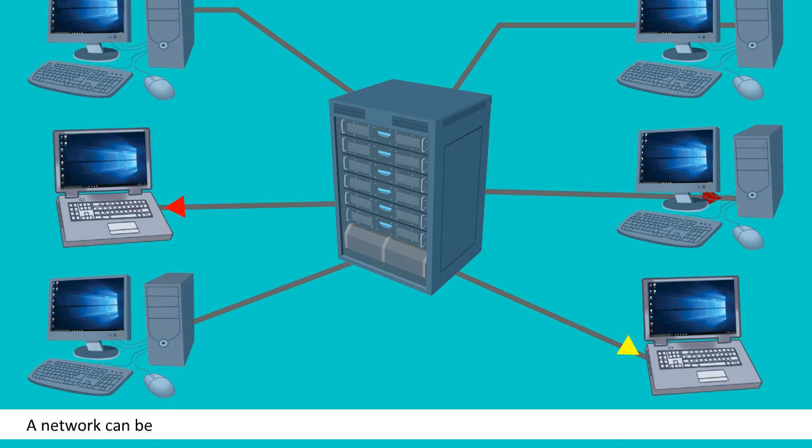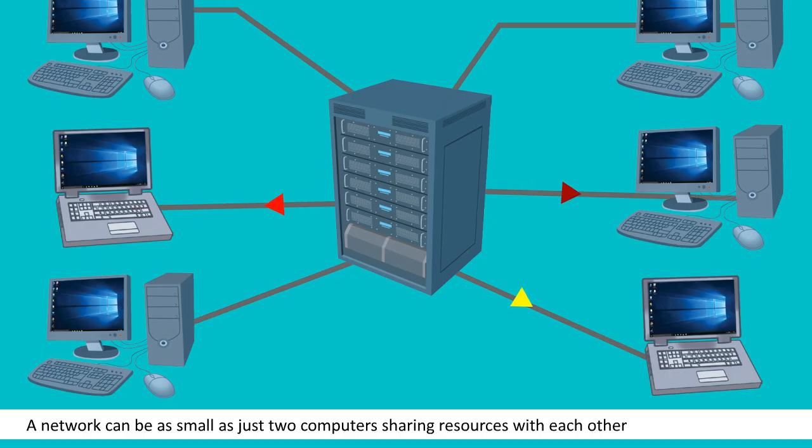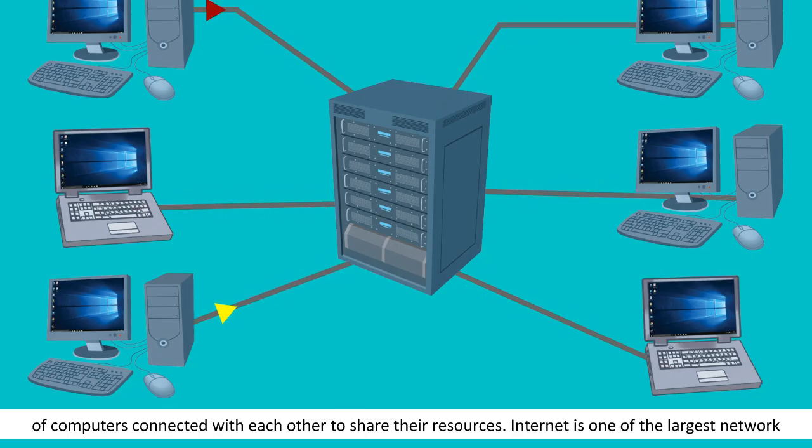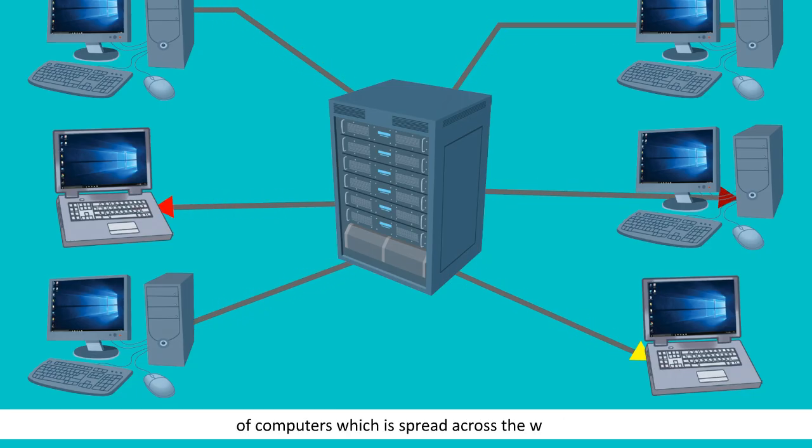A network can be as small as just two computers sharing resources with each other, to as large as millions of computers connected with each other to share their resources. Internet is one of the largest networks of computers which is spread across the world.